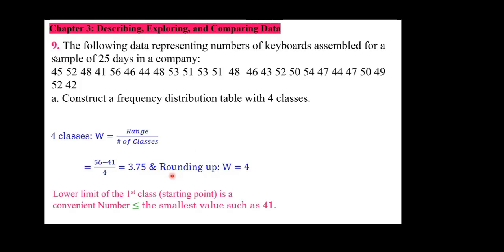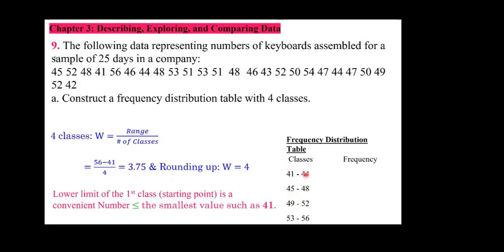So you either start with 41 or 40, but it's important to make sure all numbers are covered by the time you're finished. If not, you want to be careful as to what you choose as your width. So with that being the case, if this is the 41 class, then you add the width of 4, it becomes 45, add 4, 49, add 4 is 53. Do you see that? Now, how do you come up with that?